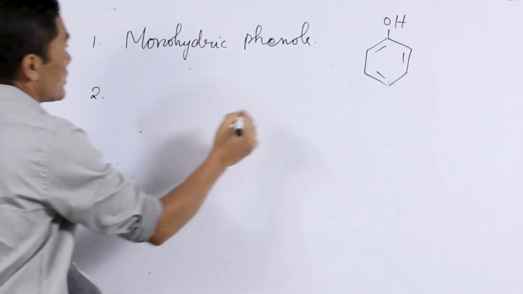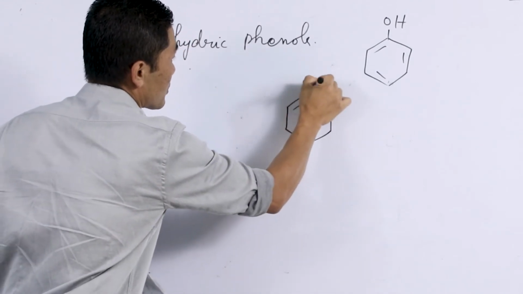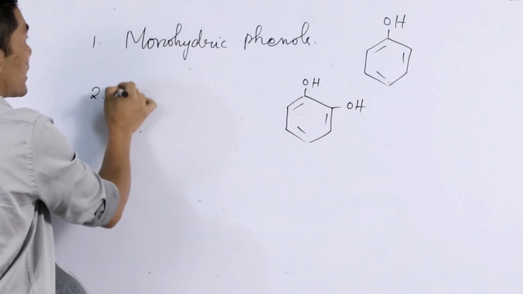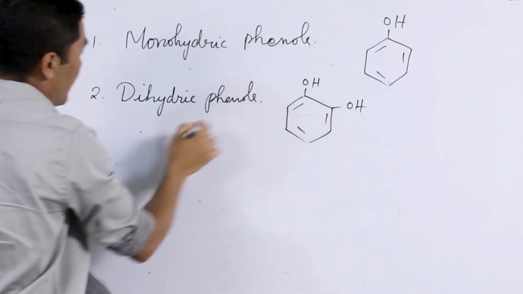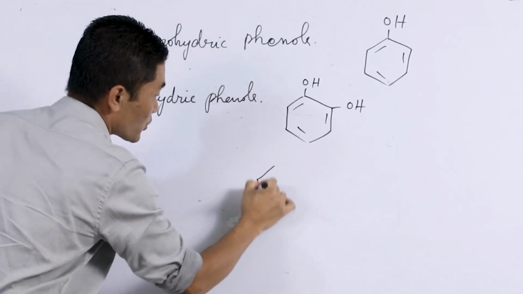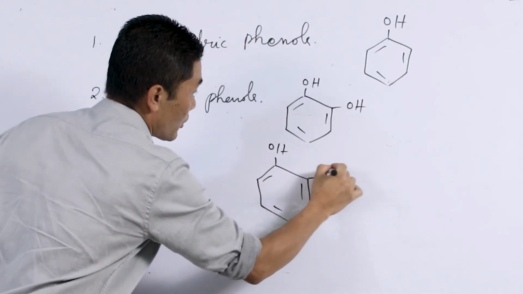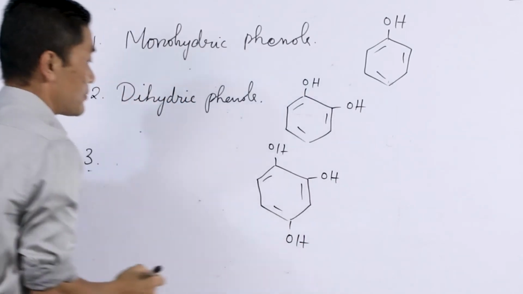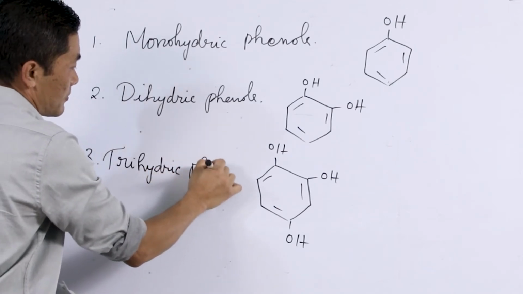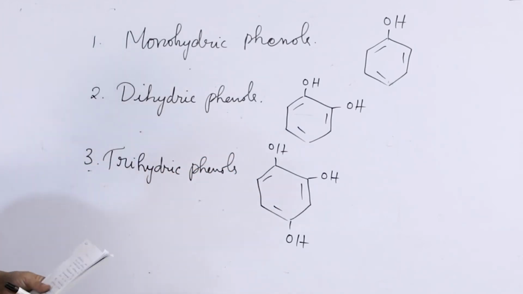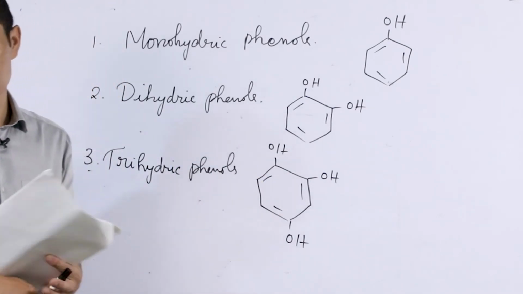Now in others, there may be more OH groups. Those where there are two OH groups will be called dihydric phenols. And we have the trihydric phenols also, where there are three OH groups linked to the benzene ring. This will be called trihydric phenols. Then those which have 4 or more OH groups will be called polyhydric phenols.